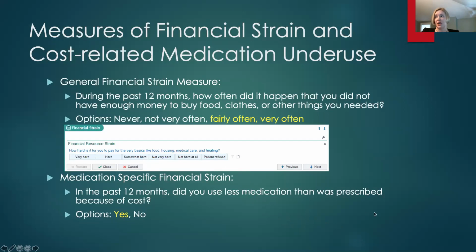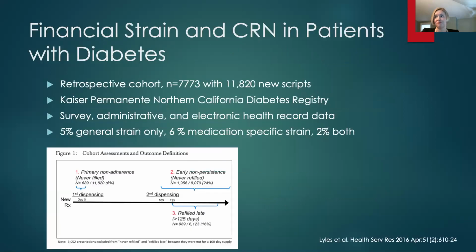Medication-specific financial strain is screened using a single question. Did you use less medication than was prescribed because of cost, with options being yes or no? And sometimes this cost-related medication underuse is also assessed with questions about delaying refilling a medication or skipping a medication because of cost. Unfortunately, we don't have a medication-specific cost-related question in EPIC currently.